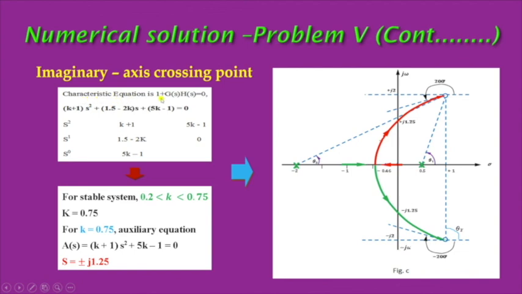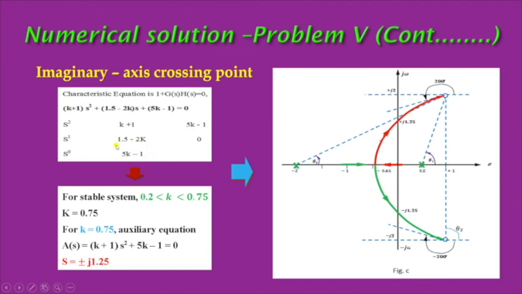Taking the characteristic equation 1 plus G(s)H(s) equal to 0, this is (k plus 1) s square plus (1.5 minus 2k) s plus (5k minus 1) equal to 0. So using Routh, we get this value. For a stable system, all elements of the first column must be positive. We know this is the condition for a stable system. So we get k greater than 0.2.